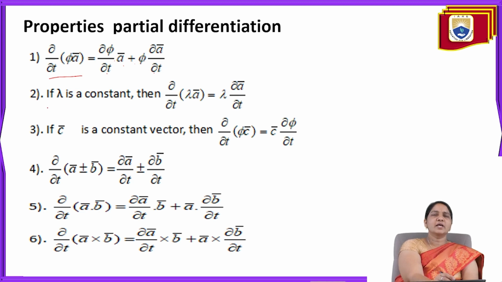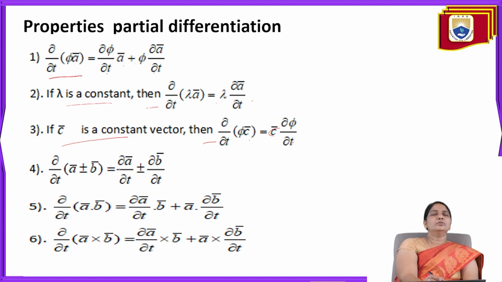Next, the second one: if lambda is a constant, then ∂/∂t of (lambda a bar) equals lambda, the constant, taken out, times ∂a bar/∂t. Next, if c is a constant vector, then ∂/∂t of (phi c bar): since c bar is a constant, this equals ∂phi/∂t times c bar.